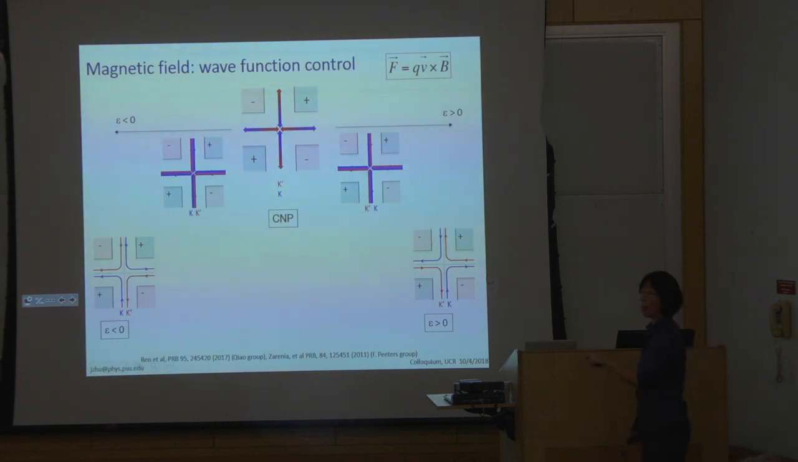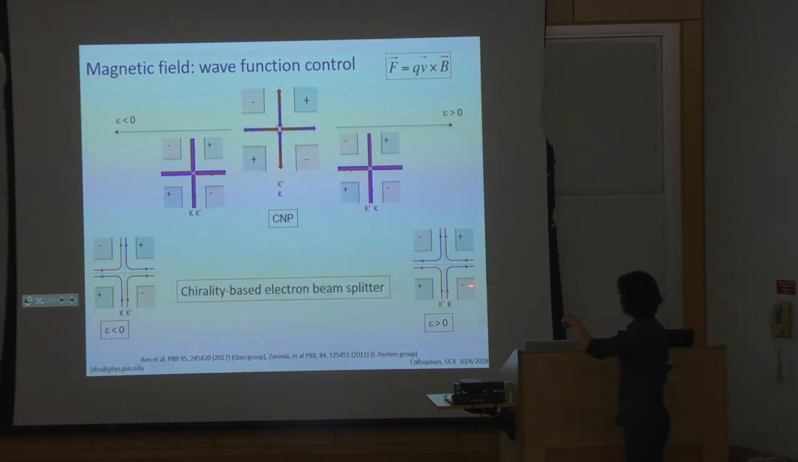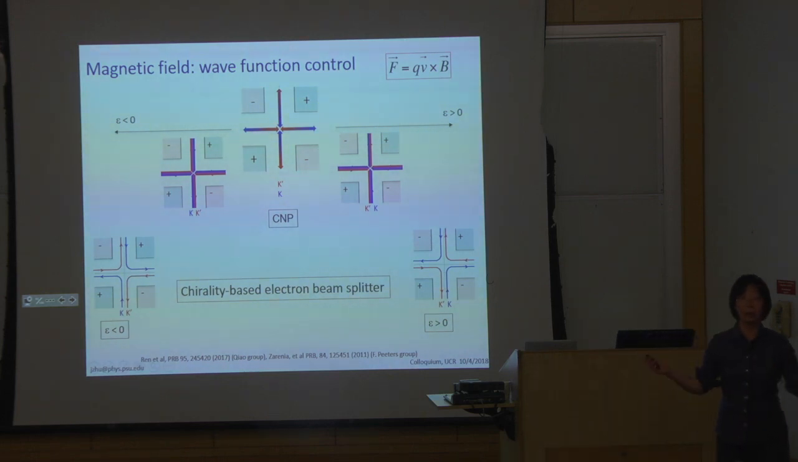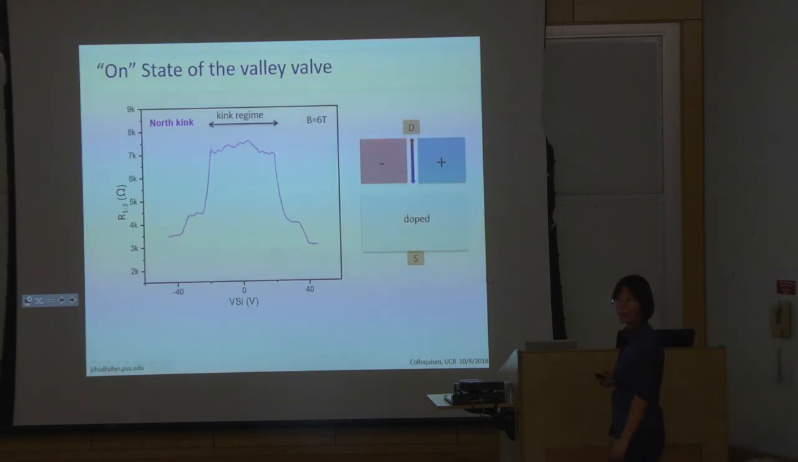So now if I send a current, let's say it's carried by the k electrons, that's the excess current, you can see that in this limit, it could only turn left. It could not turn right because there's no overlap between these wave functions, whereas in this limit, it could only turn right. And as I scan through the Fermi level, I can go from 100% to the left to 100% to the right, passing through the 50-50 point at the charge neutrality point. So that's a chirality-based electron beam splitter. Right? Okay. So that's indeed what we saw.